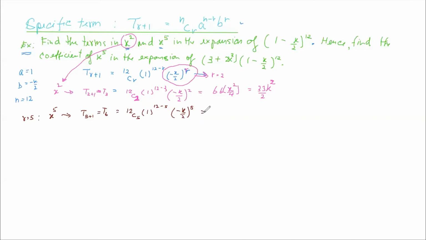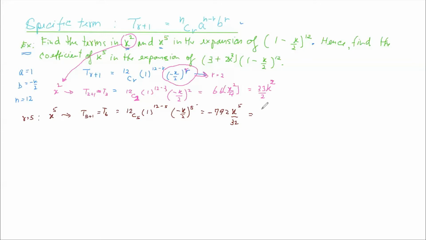Now simplify 12C5. Use the calculator one more time. 12C5 is equal to 792, times 1C1, and because this is an odd index there should come up a negative sign, and then x power 5 over 2 power 5, which is 32.